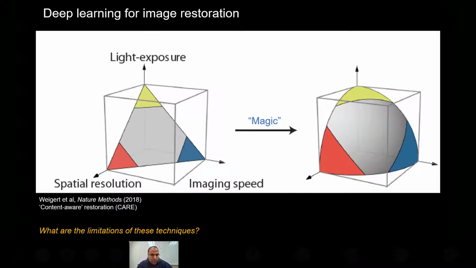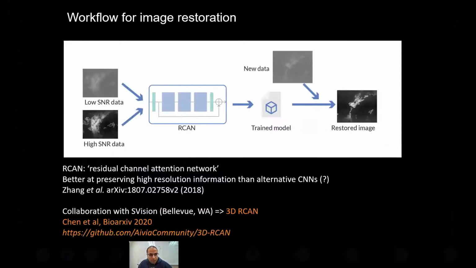And deep learning caught my eye with this work by Weigert and colleagues a few years ago. There have been other papers in this area as well, but these guys really did a great job of illustrating what could be possible, using data-driven prior information in a principled way to expand what is possible. This paper caught my eye, and we started thinking about working in this area ourselves. I'm always particularly interested in trying to figure out what are the limitations of these techniques, so I'll speak a bit about that in the first half of this talk.